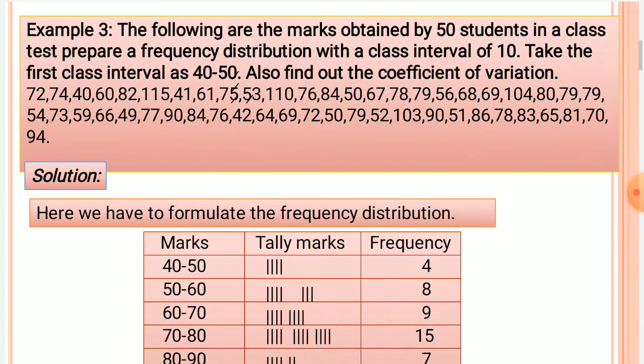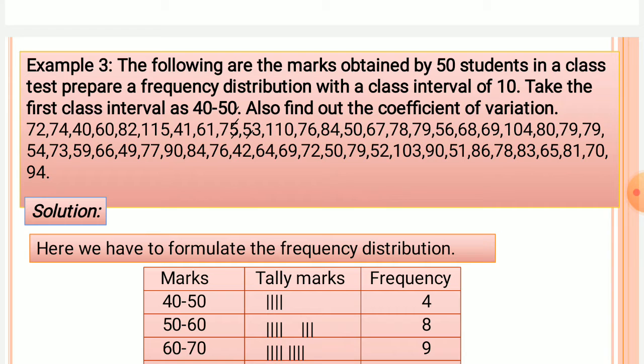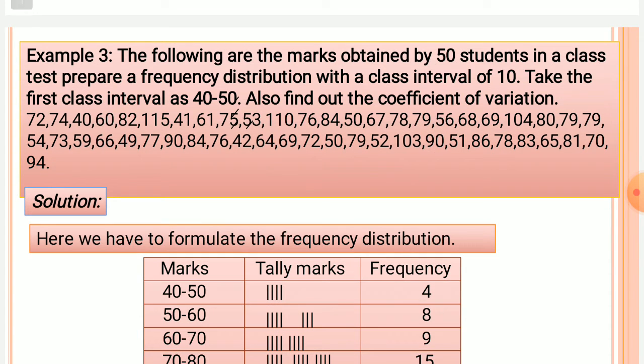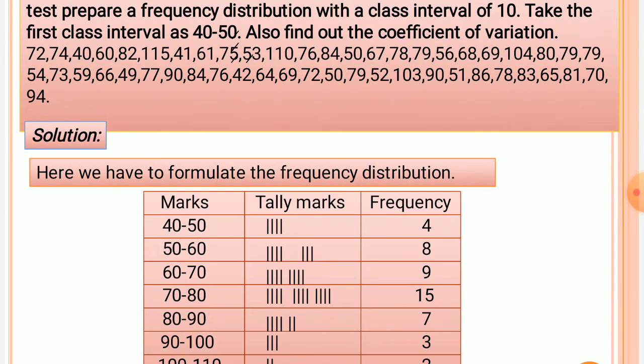One of the students got a test mark of 72, which falls in the class interval of 70 to 80. Similarly 74 falls in 70 to 80, and 40 comes in the class interval of 40 to 50, and 60 comes in the class interval of 60 to 70, because here we have 40 to 50, 50 to 60.